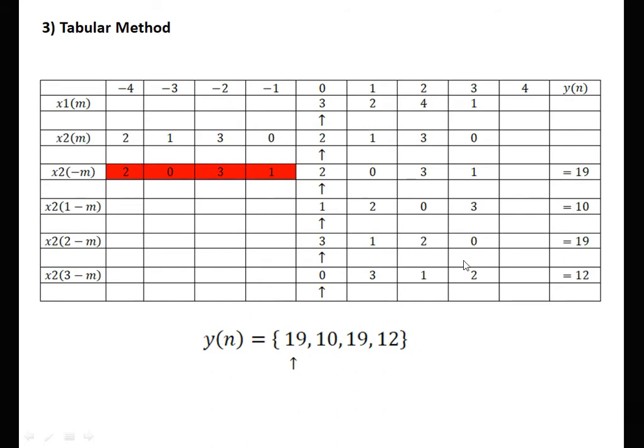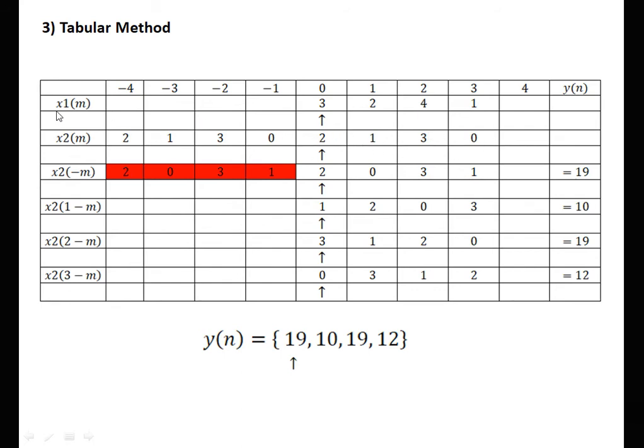Again, tabular method. In the tabular method we require to apply the same operation, that is x1m into x2 of minus m, then x1m into x2 of 1 minus m, that is the same formula. So this is x1m, which is fixed, 3241. Next x2m, as the signal is periodic it is continuously repeating, like 2130, 2130.